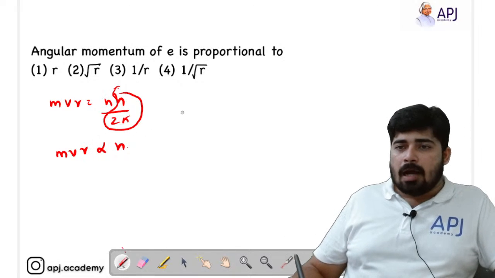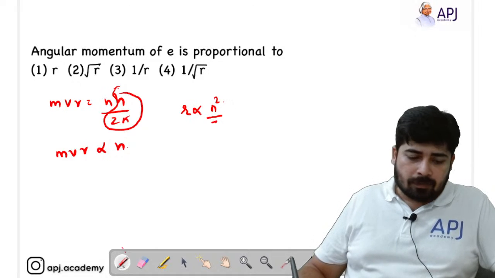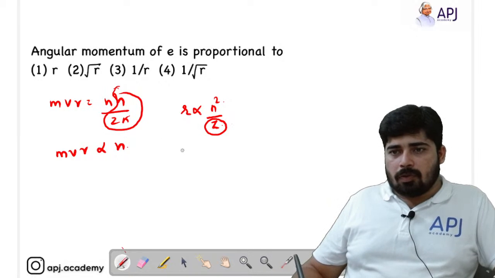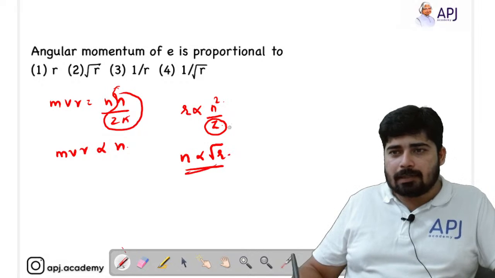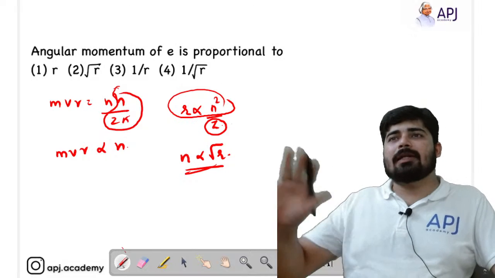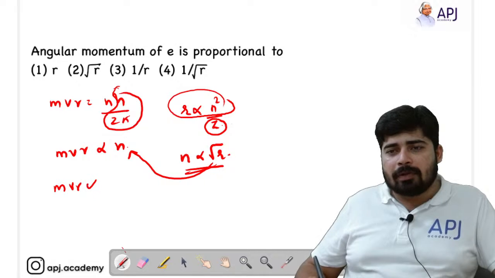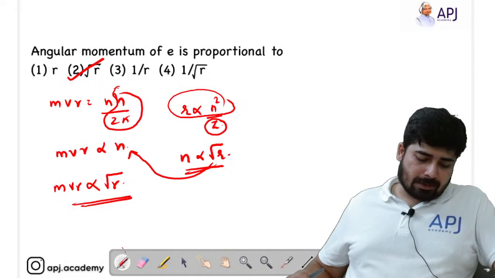So we know that radius is directly proportional to n square by z, and for an atom z is always fixed. So that means n will be directly proportional to root r, right? Here r is directly proportional to n square, which means n is directly proportional to root r. That I can apply here. So I get mvr, that is angular momentum, is directly proportional to root r. So the second one is the right answer.